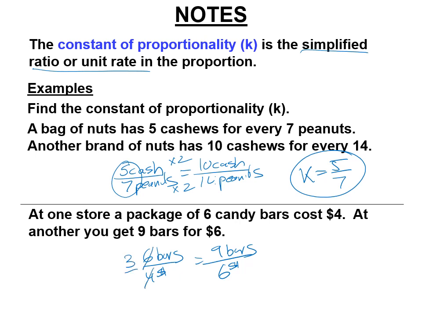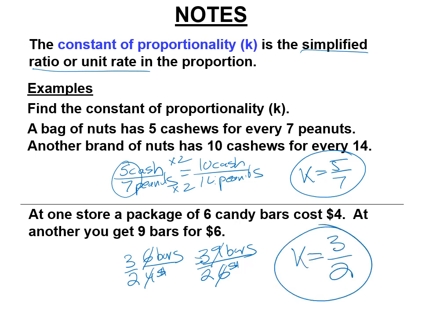6/4 simplifies to 3/2. 9/6 also simplifies to 3/2. So they are proportional, and the constant of proportionality is the simplified fraction. All right, 3/2. And we do not want to make this 1/2. The K here is 3/2, the constant of proportionality.